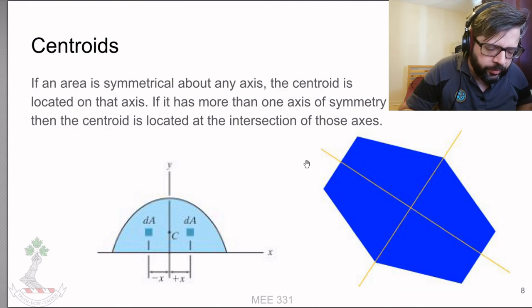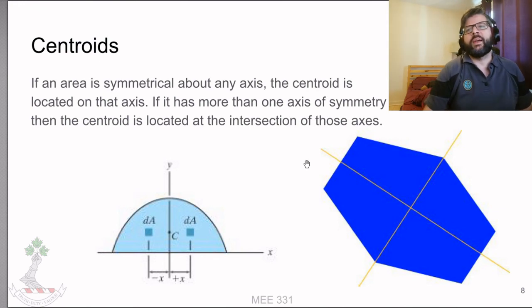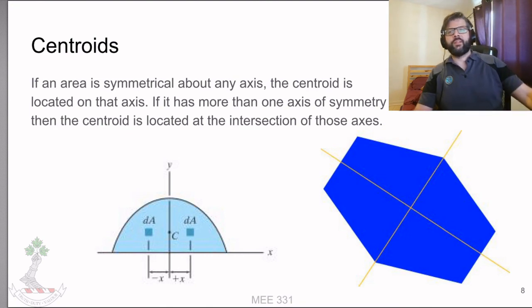So some properties that are quite useful in determining the location of centroids. If the thing is symmetrical about any axis, the centroid is located on that axis. So if it has more than one axis of symmetry, then the centroid is located at the intersection of those axes. So you can have lots of shapes that have different axes of symmetry varying from zero to infinity. A circle has infinite axes of symmetry.